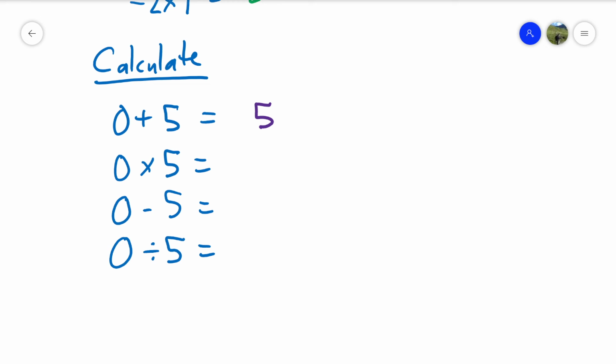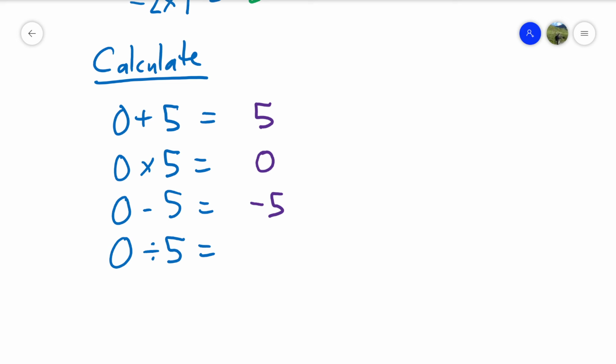Does the 0 have any effect in the next question? It does, because you're timesing. In this case, if you don't have any 5s, you haven't got anything. In this case, this is very interesting. Because of the minus sign, the 0 doesn't really have any effect again. It's still just minus 5.